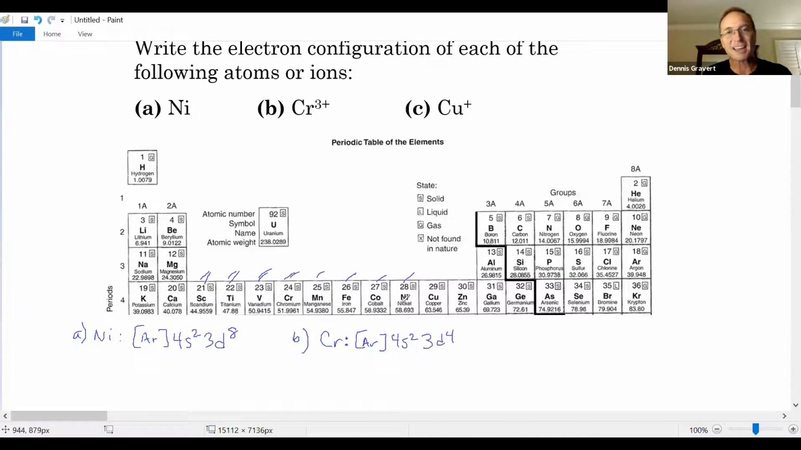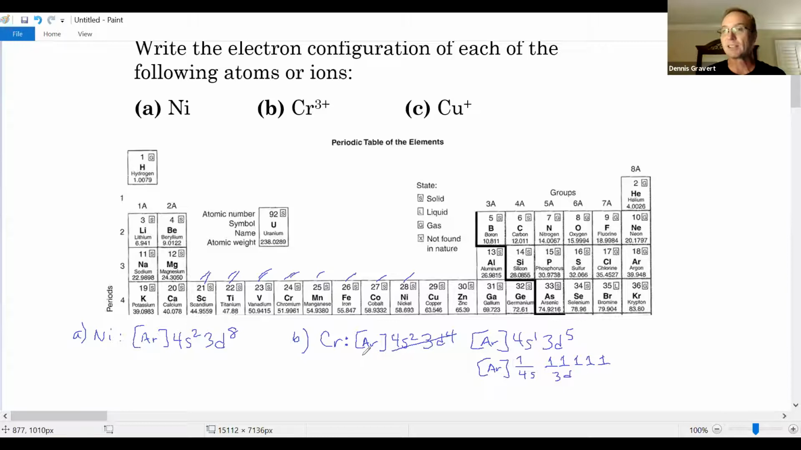But chromium and copper are the exceptions. So cross that out, and it's actually slide one of the s electrons over. If you want to put a 1 here, you can. Emphasize there's only 1 electron in the 4s. But more importantly, there's 5 electrons in the d, and the d orbitals are half filled. This is the 4s. This is the 3d. There's 5 3d orbitals, and each one has an electron now. And whether you draw the electron configuration this way or this way is your choice.